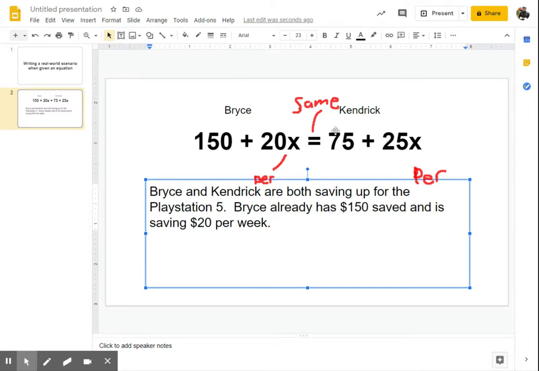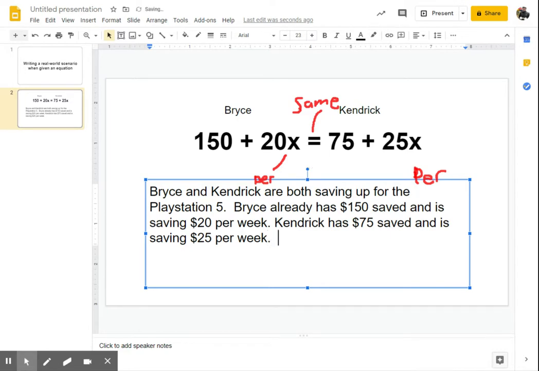Now let's do the same thing with Kendrick's side of the equation. So Kendrick has $75 saved, and is saving, how much money is Kendrick saving? He's saving $25 per week. Again, I'm taking that 25 and multiplying it, because that's what the word per means, by the number of weeks, and then adding it to the $75 that he already has saved up.